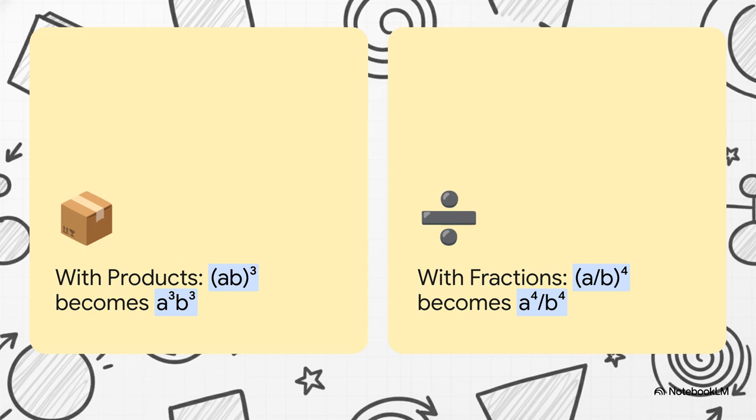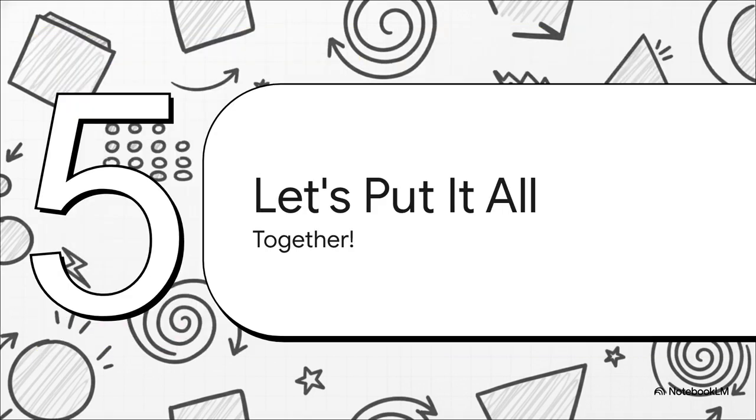Same thing for fractions. If you have a over b to the power of 4, that 4 gets shared with the top and the bottom. So you get a to the power of 4 over b to the power of 4. And just like that, you've learned the 4 big rules of exponents. Your toolbox is officially full. So now for the final test. Let's try a problem that makes us use a couple of these rules all at once.